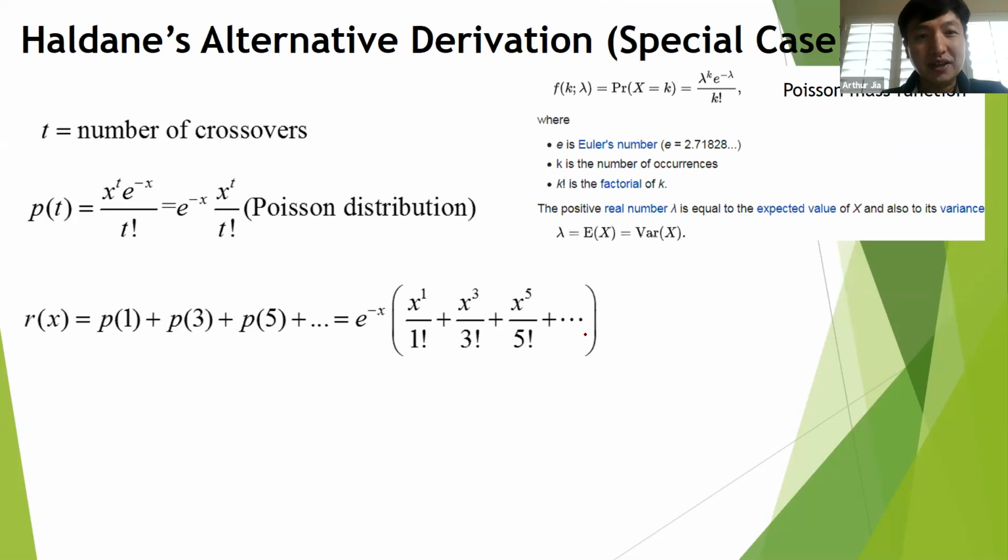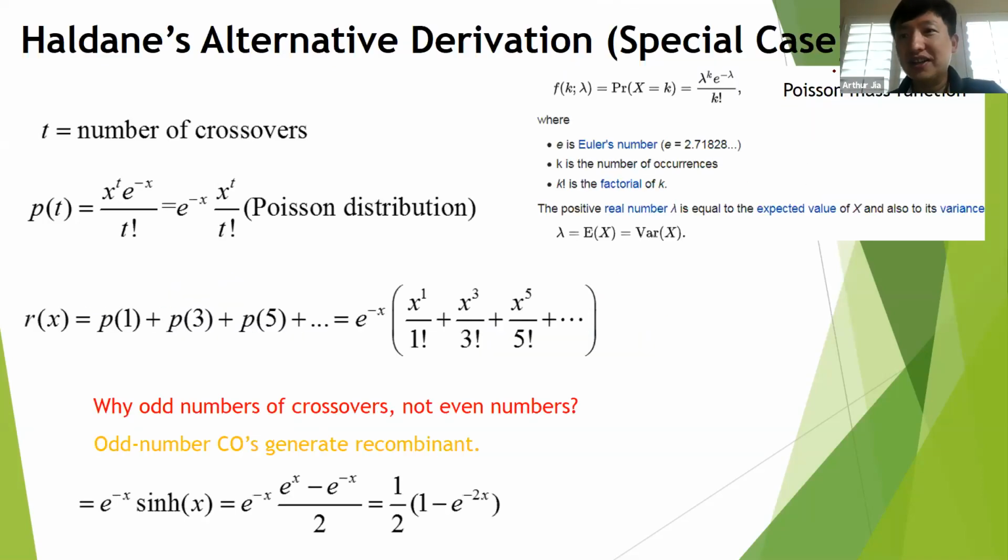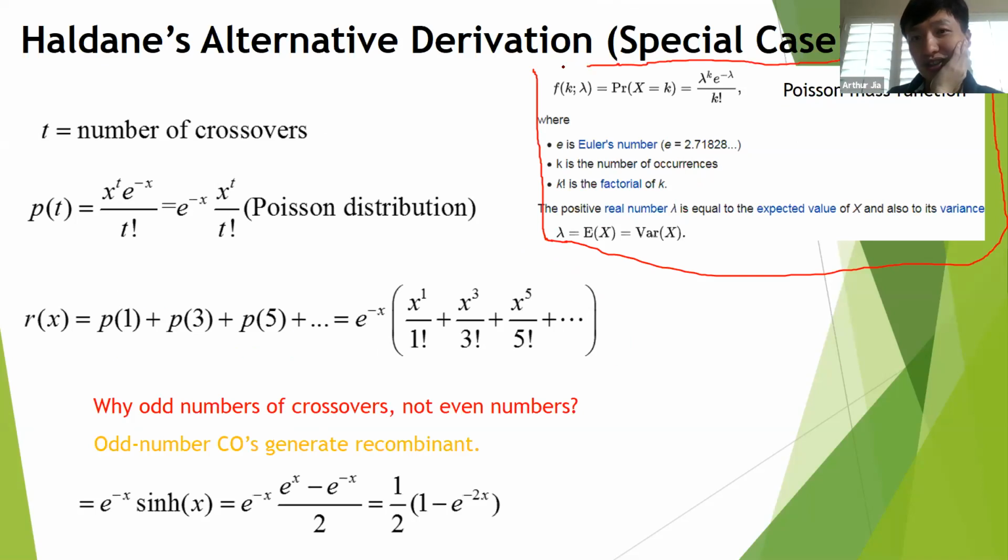Okay, so I think these are the last slides for the first lecture. These slides just give you another way to derive the very basic Haldane map function. To understand this, we need to know the theorem about the Poisson mass function, the Poisson distribution.